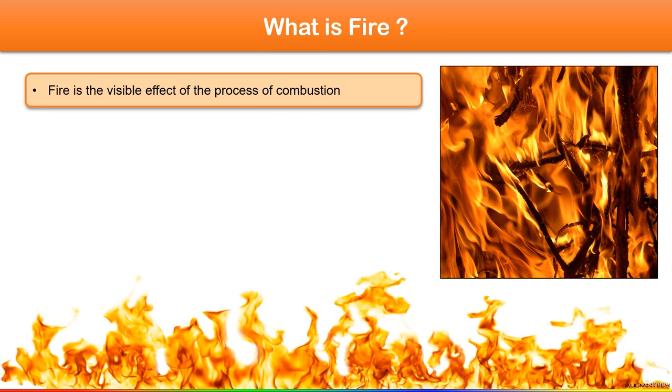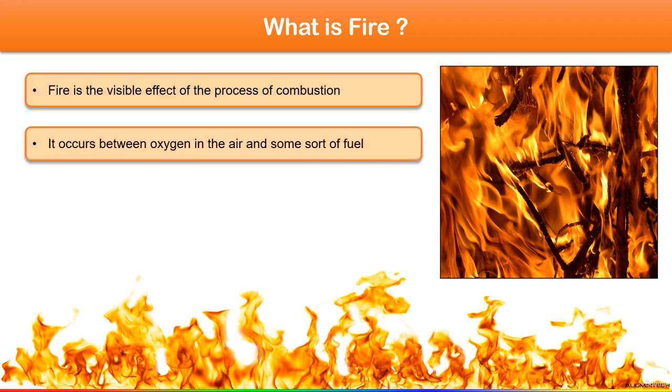Now we are going to learn about what is fire. Fire is the visible effect of the process of combustion. Here, combustion means what? Combustion is a chemical process in which a substance reacts rapidly with oxygen and gives off heat. Next, it occurs between oxygen in the air and some sort of fuel.